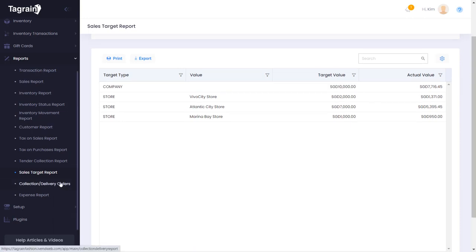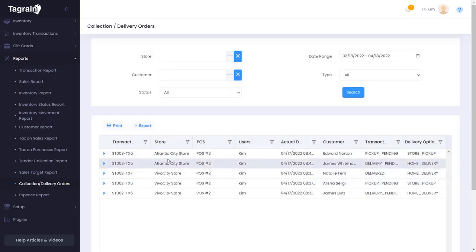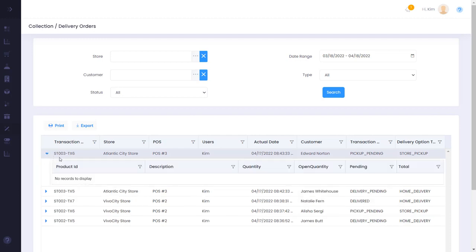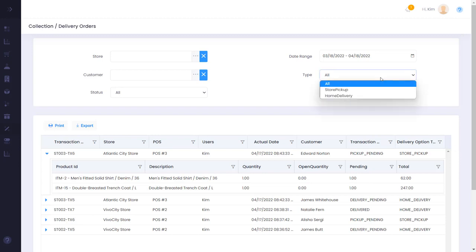Collection and Delivery Orders Report. Available only after the activation of Customer Orders and Delivery Management plugin, this report is extremely useful for the back office staff. The report lists all the orders marked for delivery or store pickup. The report can be further filtered to show orders that are pending to be delivered or picked up.